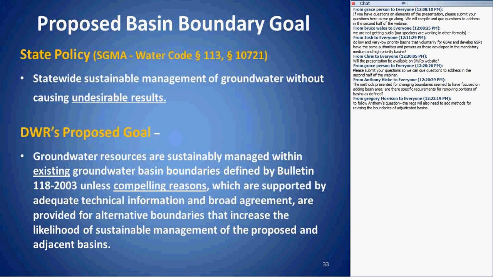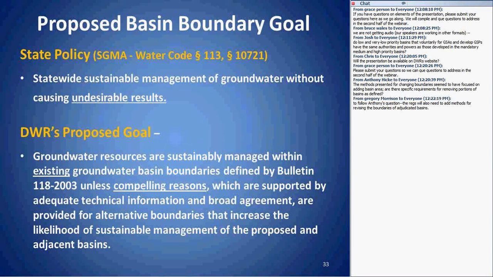To start, the proposed basin boundary goal really stems from the new state policy in groundwater, as Trevor mentioned earlier. The new state policy through SGMA and the California Water Action Plan is statewide sustainable groundwater management of groundwater basins. That is the intended outcome.